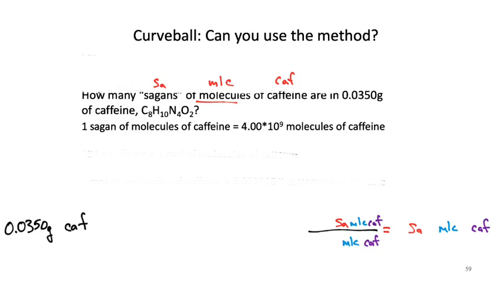Do I have a numerical relationship between those two units? Yes. What is that numerical relationship? 1 Sagan molecule of caffeine to 4.00 times 10 to the 9th molecule. Okay. I was waiting for you to do the power 10, so good job. I'm placing the number because of where I've placed the unit.